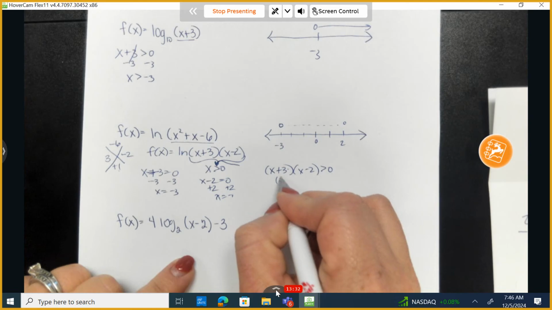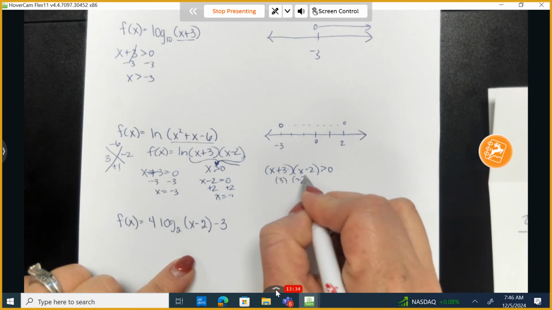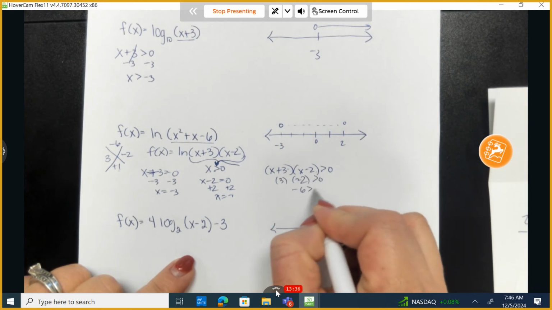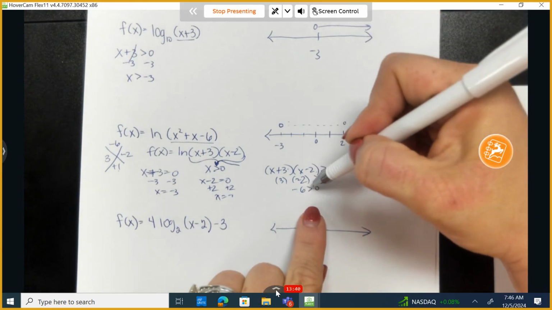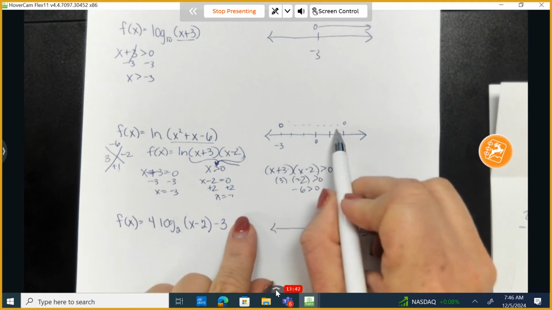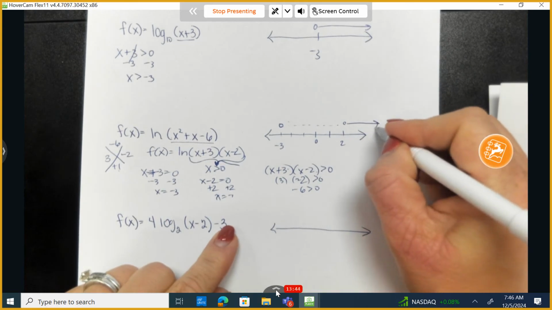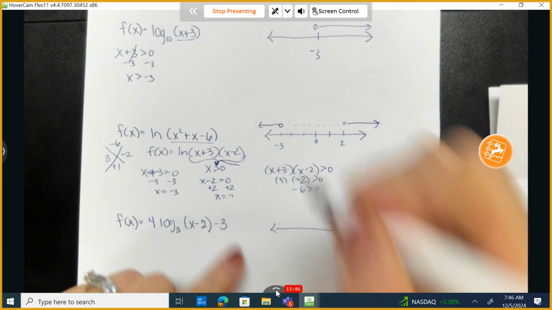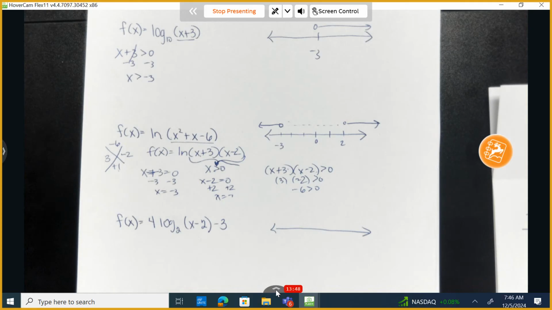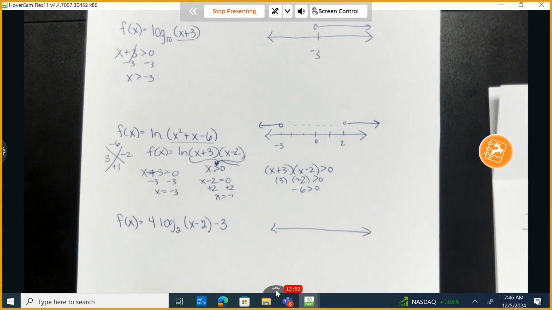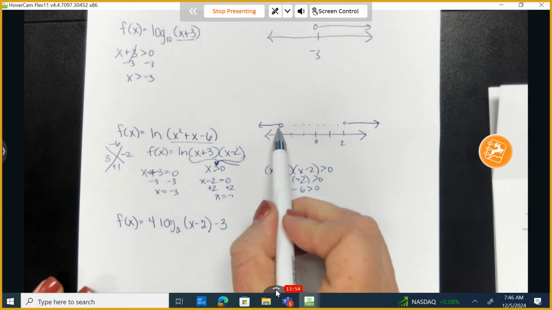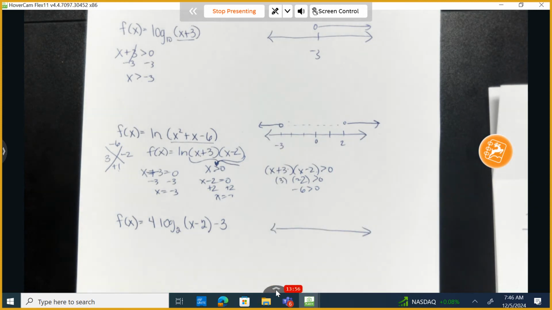0 plus 3 is 3. 0 minus 2 is -2. And I want to know, is -6 greater than 0? I just tested a point in here. -6 is not greater than 0. That means this is a no, and that means to the left and to the right of our points -3 and +2 would be yes. So if I plugged in anything to the right of 2, I could produce an output. If I plug anything to the left of -3, I could plug it in and produce an output.